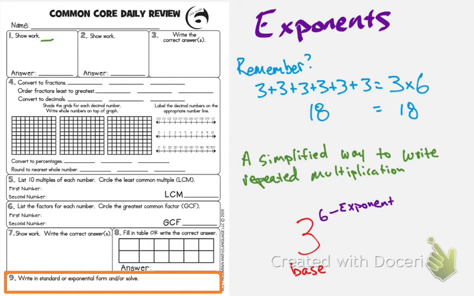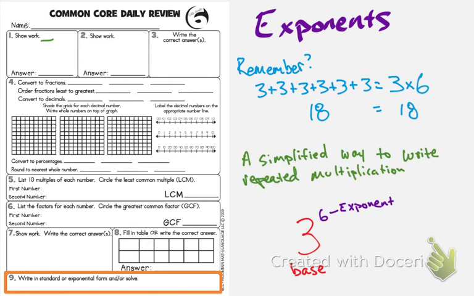And notice that that exponent is small, and it's written in the top right-hand corner. This does not look like 36. It should look different than 36. It should be a large 3 and a small 6 in the top right-hand corner. That's how we can tell the difference between these types of things.